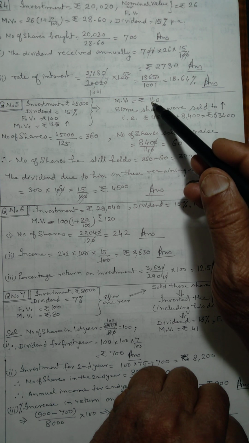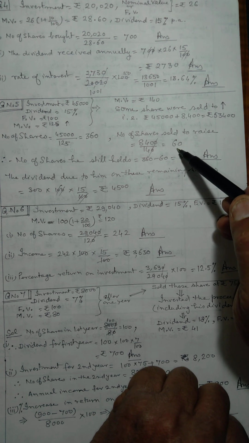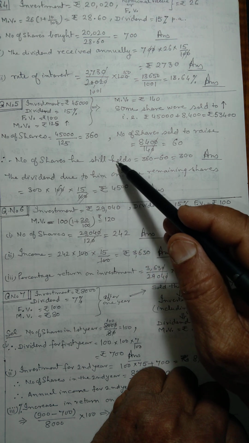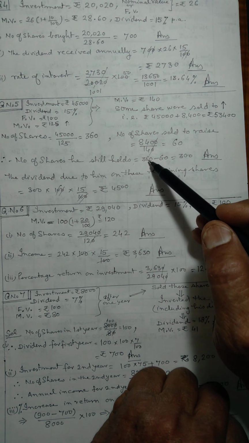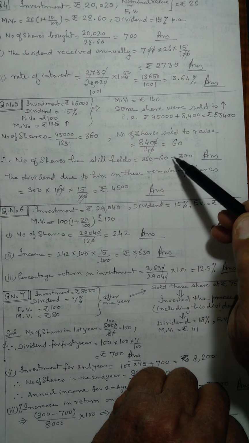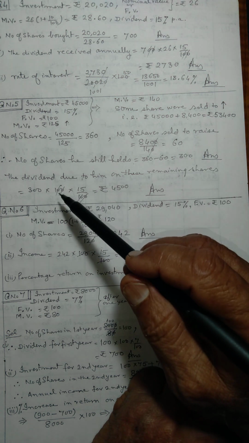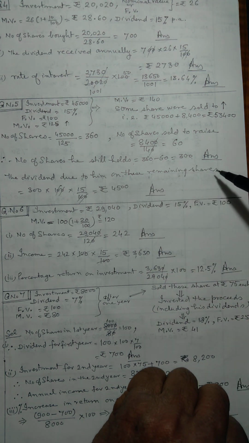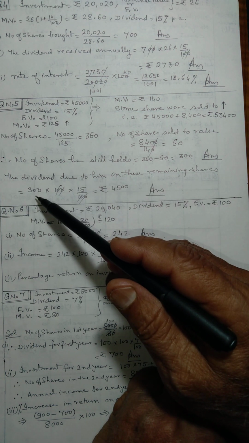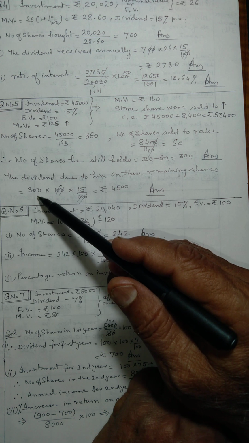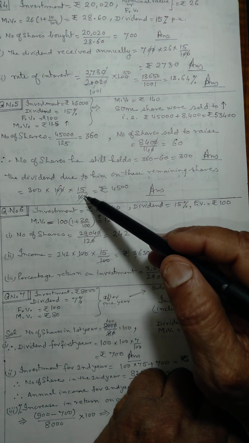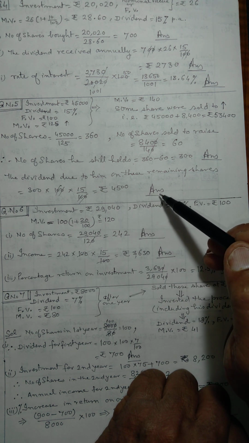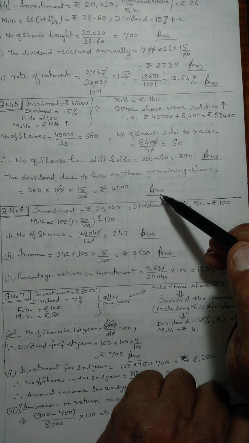Number of shares sold to raise this amount will be equal to 8,400 divided by 140. This is already given here. So it will be equal to 60. So therefore the number of shares he still holds is equal to 360 minus 60, it will be equal to 300. Dividend due to him on the remaining shares, that will be equal to 300 into 100 into 15 by 100, it will be equal to 4,500. This will be the answer of the question number 5.